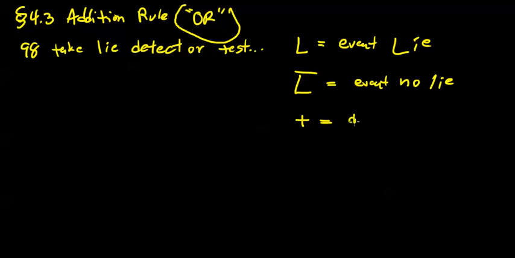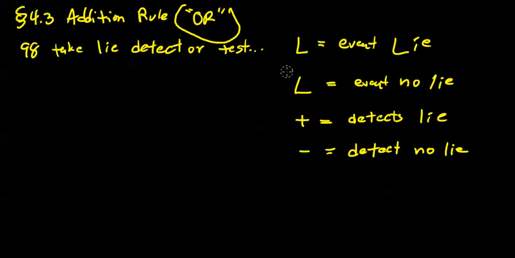So shorthand it like that. And I'll let negative indicate the event that the machine does not detect a lie from this randomly selected person. Detects no lie. Alright, so we got L bar, that's an L bar up there, or not L, and plus and minus as indicated.